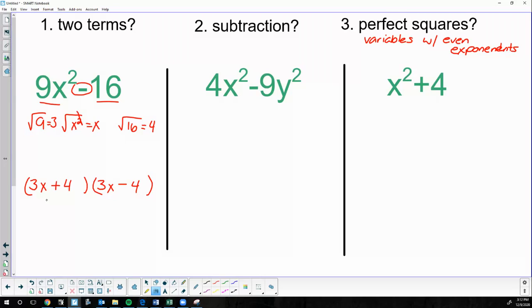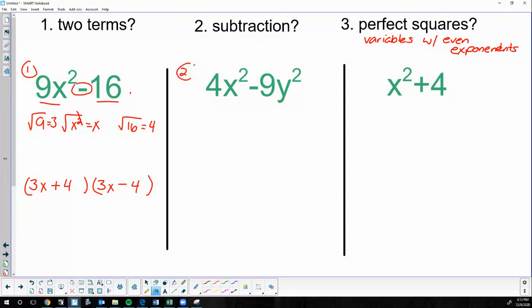If you were to check this and do the box method or the double distributive and multiply this out, it would equal this, and that's how you check it. For the purposes of the quiz, you won't have to do any checks, but that's just for memory. Okay, so that's example 1.